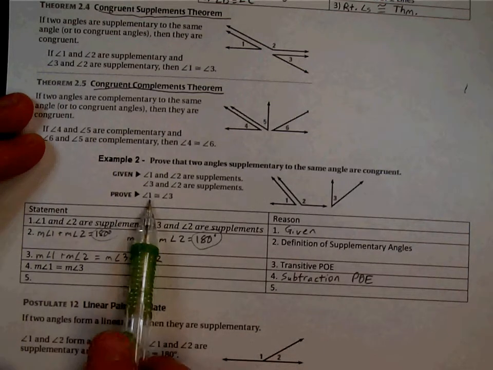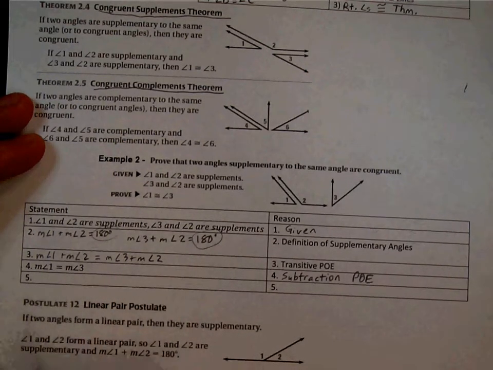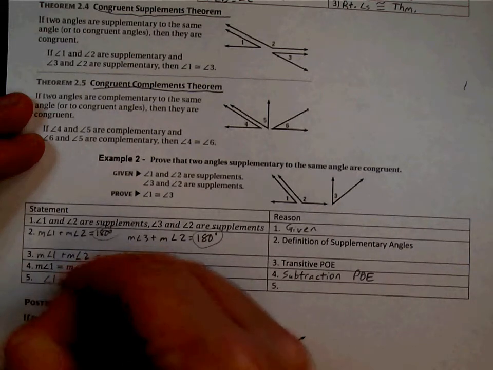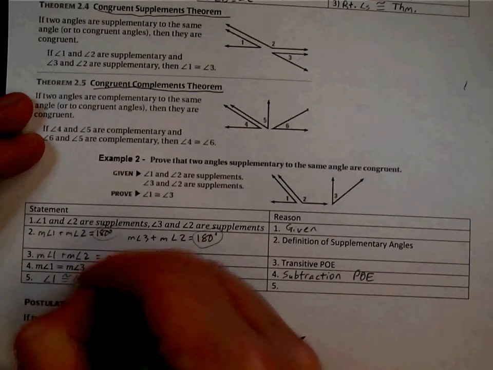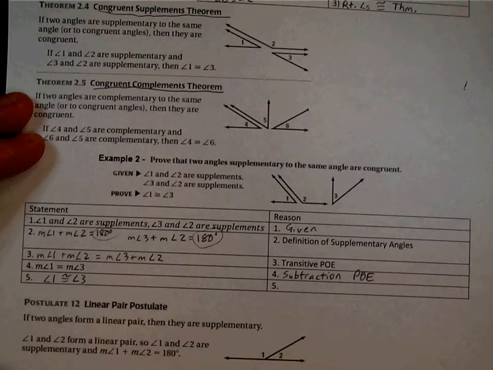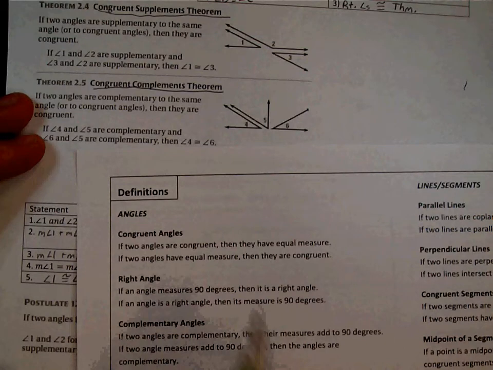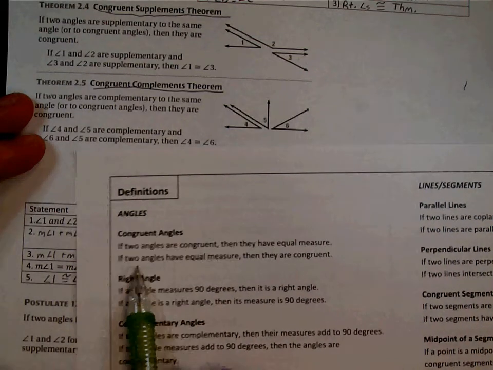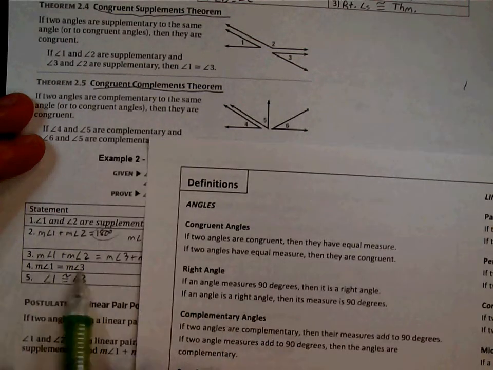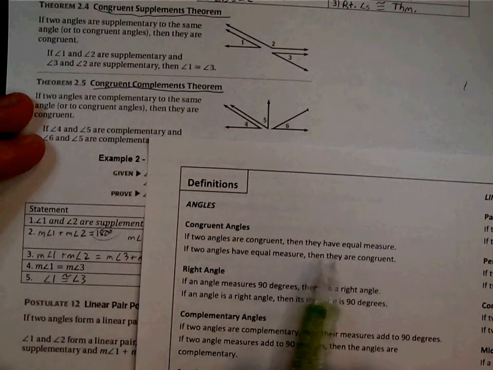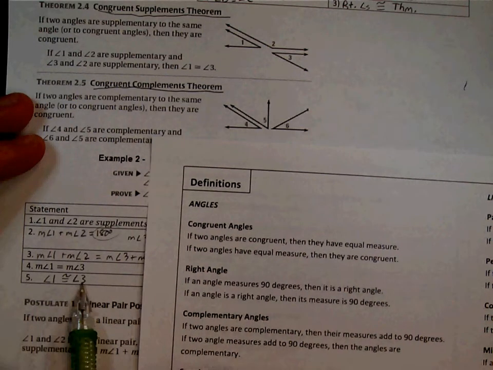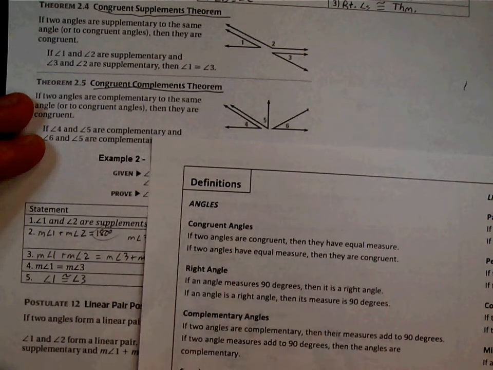Lastly, they want us to prove that the angles are congruent. We just said they're equal. Well, that means that they're congruent using the definition of congruent angles. Sorry, I'm looking for that on my sheet here. It's the very first one. And here I'm going to work backwards. If two angles have equal measure, and I had two angles with equal measure, then I can conclude they are congruent. So angle 1 is congruent to angle 3. The definition of congruent angles is the reason.